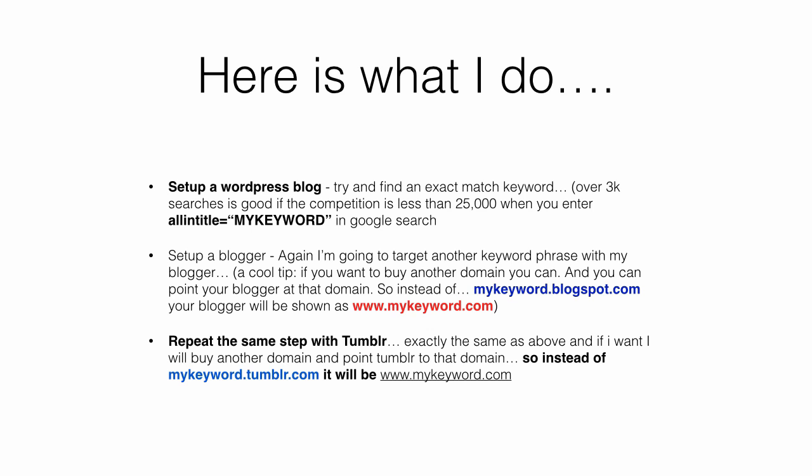So here's what I do. My first step is I'll set up a WordPress blog. I'll try and find an exact match keyword. Over 3,000 searches is generally good if the competition is less than, say, 25,000 when you enter allintitle: and my keyword in Google search. You can see on the screen here what you have to search for, and that gives you your competition for how many people have that keyword in their title. And what that does is it gives you an entrance point to start generating free traffic very quickly.